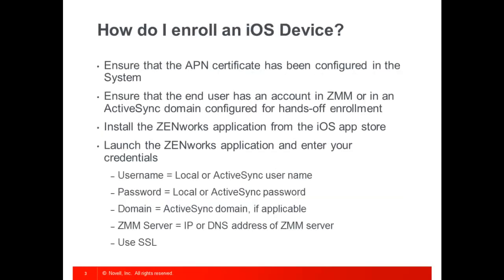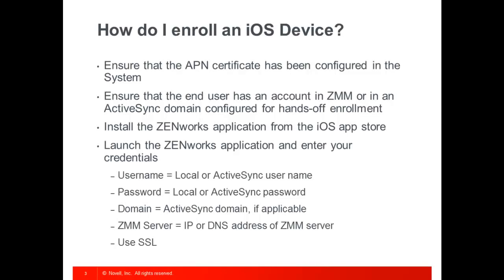The process of enrolling an iOS device is quite straightforward. First, you need to establish the APN certificate in the system. Once that's been done, you need to create the end user or ensure that the user's ActiveSync domain has been configured for a hands-off enrollment. These are covered in a different video as well. Next, you want to install the ZENworks application from the iOS App Store. For our demo purposes, this step has already been done to save time.